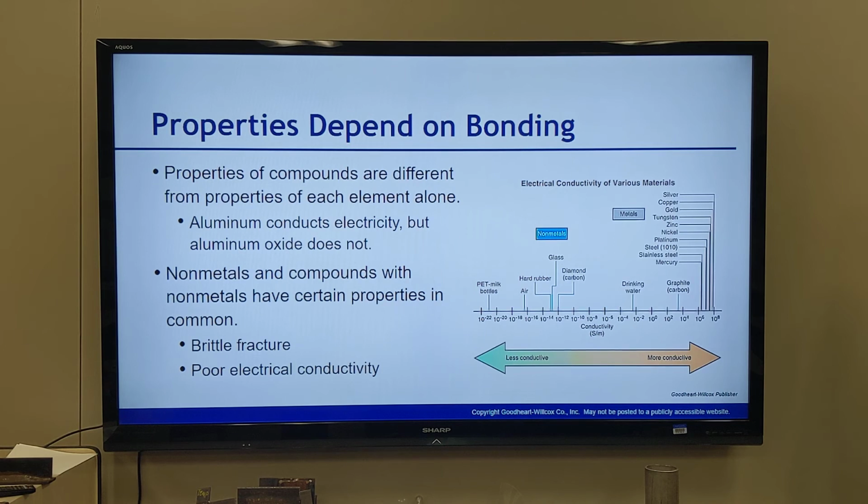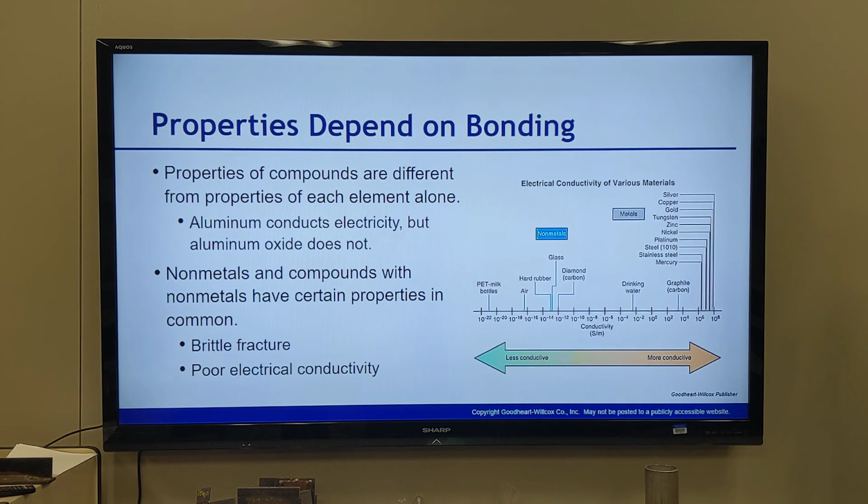Properties depend on the bonding and stuff like that. So when you're looking over here, we have a milk bottle, then you have air, hard rubber, glass, diamond, which are your non-metals, and you see they're not the greatest of conductivity. Drinking water, like I said, it's not that great. But then you get over here to graphite, which is carbon. For those who remember, carbon arc uses a graphite rod, but we're getting an arc through it to cut out metal.